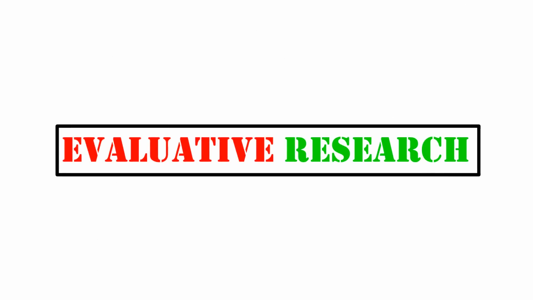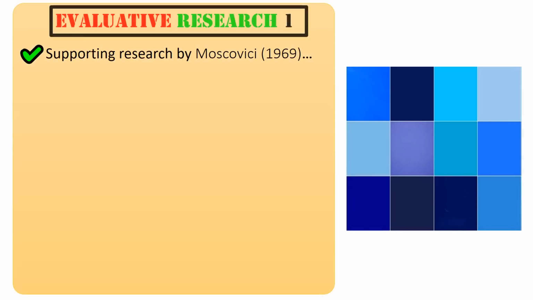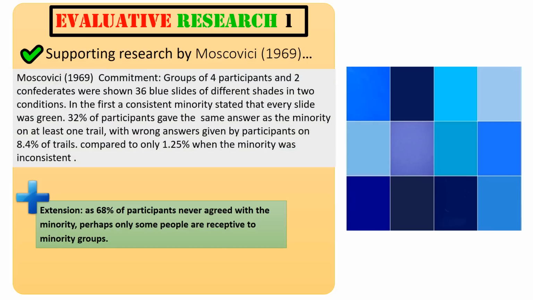We have supporting research by Moscovici on commitment. What he ran is groups of 4 participants, but then 2 confederates as well, so groups of 6 altogether, were shown 36 blue slides. There were different shades of blue, and there were 2 conditions. In the first, a consistent minority, those 2 confederates, stated that every slide was green.